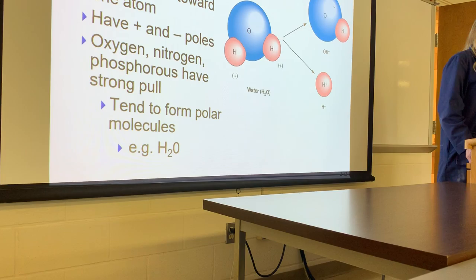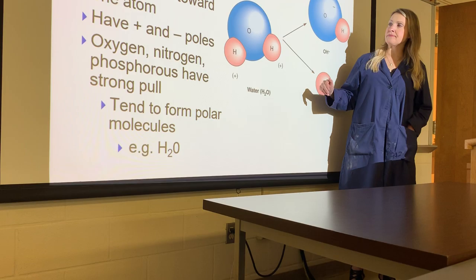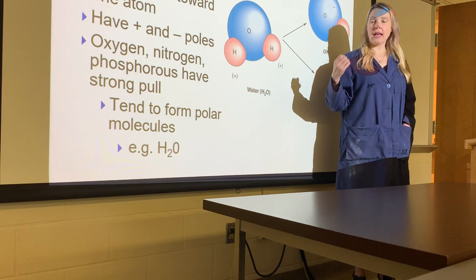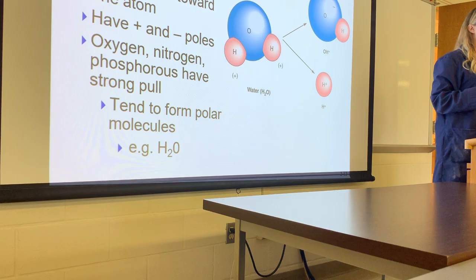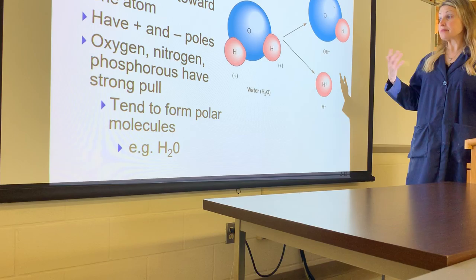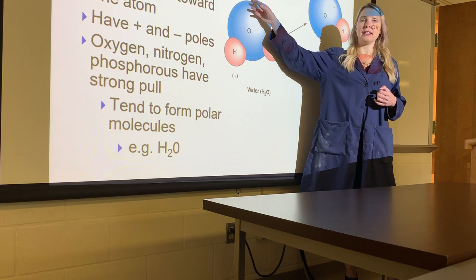Polar covalent bonds, a little less stable. Electrons are still being shared here, but unequally. So water was our example. We have oxygen and hydrogen. It's not because oxygen is bigger, it's just that oxygen has less to share. It only has to share a quarter of its electrons with hydrogen. Hydrogen is sharing half. Therefore, oxygen gets greedy and wants more of that electron, and so at certain moments, is going to make hydrogen a little bit more positive, making oxygen slightly more negative.